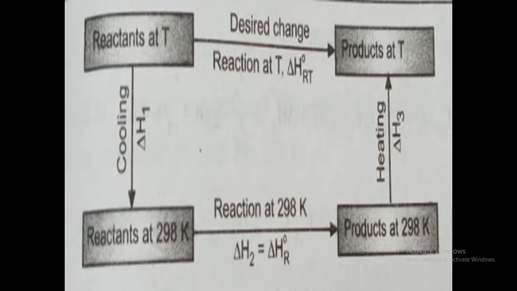Which one is the main reaction here? The main reaction is reactant at T to products at T. What about the enthalpy change during this process? The enthalpy change is delta H R naught T. So delta H R naught T is nothing but the standard heat of reaction overall at a temperature T. So this is the desired reaction.